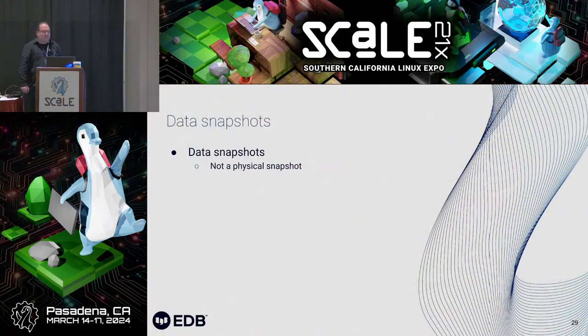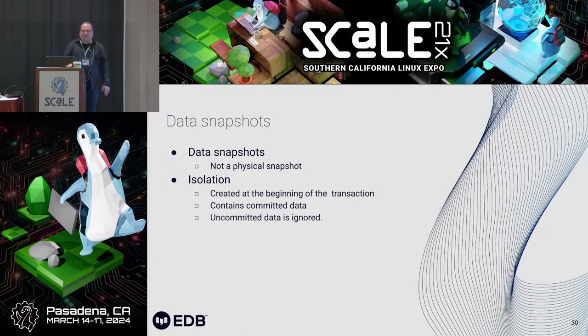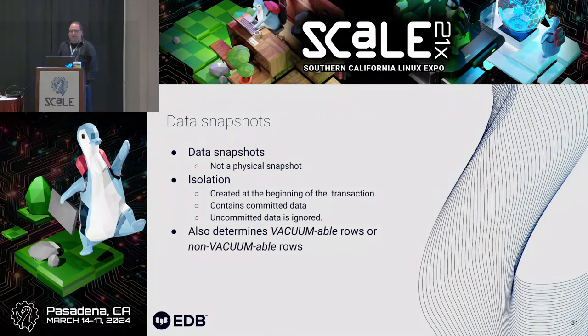Anyway, let's talk about data snapshots. It's not a physical snapshot, first of all. When we say snapshots, we are more talking about the isolation steps. This snapshot is created at the beginning of the transaction. It contains the committed data, and the uncommitted data is ignored within a snapshot. And now let's start speaking about vacuum, which is the topic of this talk.